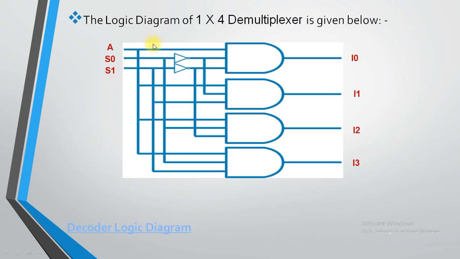Logic diagram is the same as decoder. You just need to draw one additional line which is represented with variable A. There are no changes in the circuit of decoder. You just need to draw one additional input line which is marked with the variable A.